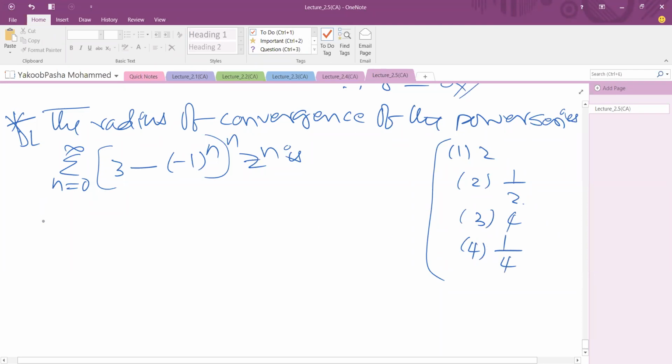First, I am writing an value. An is equal to 3 minus of minus 1 to the power of n whole to the power of n. Okay, we can apply the root test, that is 1 by r limit.